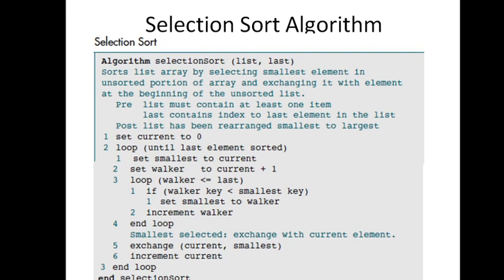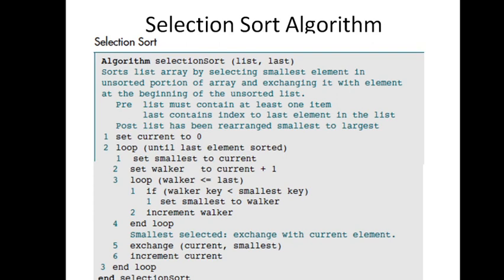If the walker key is less than the smallest key, which means current is holding the smallest, it is now holding the first value in the list. When you compare it with the second value, that is, walker pointing to current plus 1 or the second element, we make a comparison between the first element and the second element, and whichever is smaller gets swapped. So if the second is smaller, it gets swapped with the first.